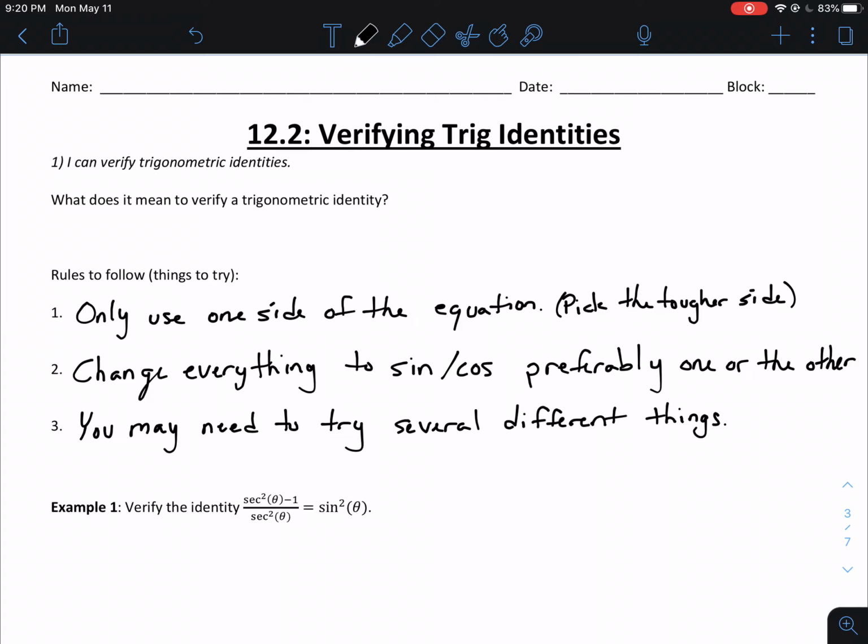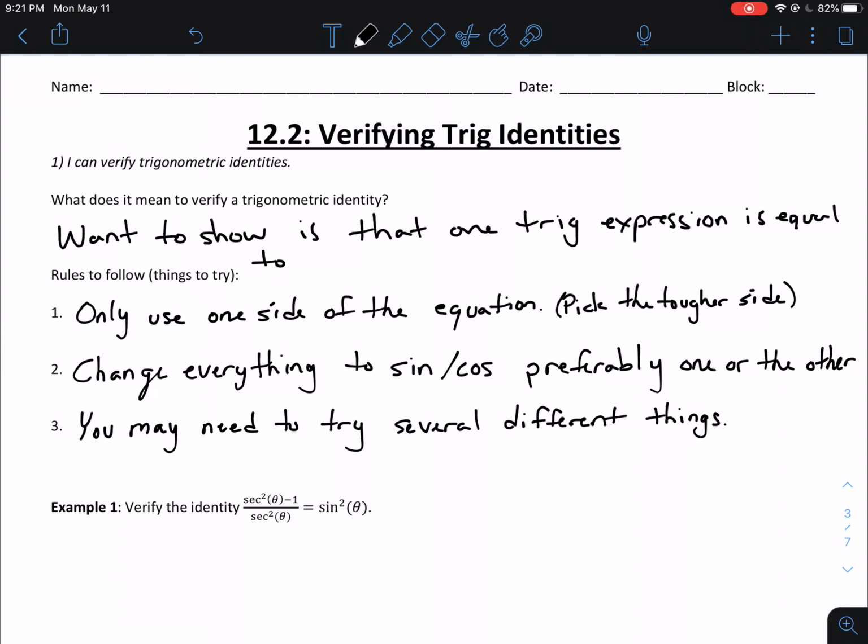So we need to start off with the question, what does it actually mean when we are verifying a trigonometric identity? What we want to show is that one trigonometric expression is equal to another. In other words, we will have a slight difference from what we saw in 12.1, which I'll take you back to very briefly.